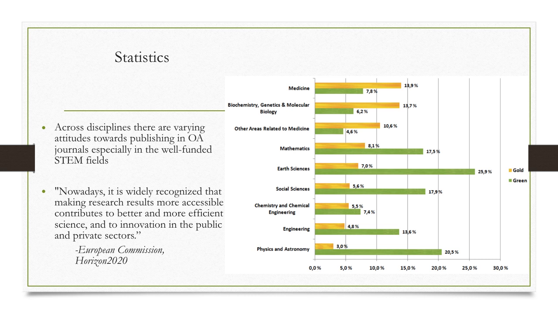In this quote by the European Commission from Horizon 2020, they say, "Nowadays it is widely recognized that making research results more accessible contributes to better and more efficient science and to innovation in the public and private sectors." So, an increase in open access publishing has more benefits in the long term with minor initial short-term investments.